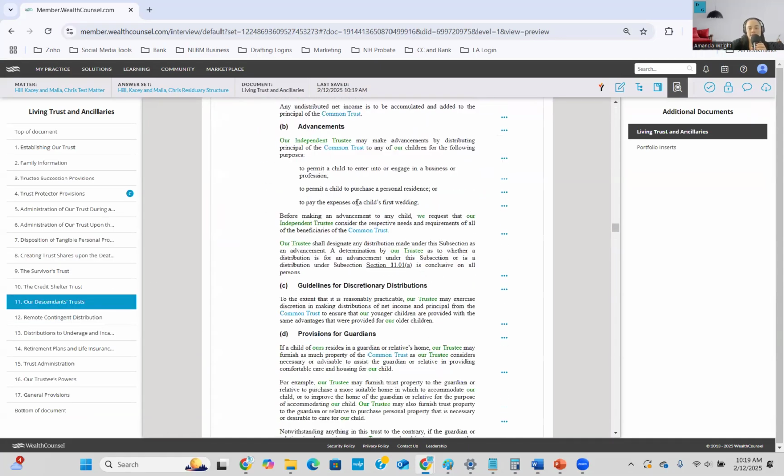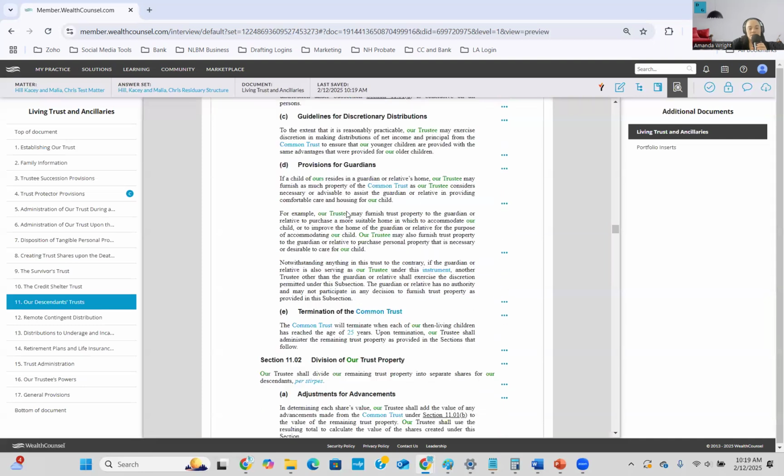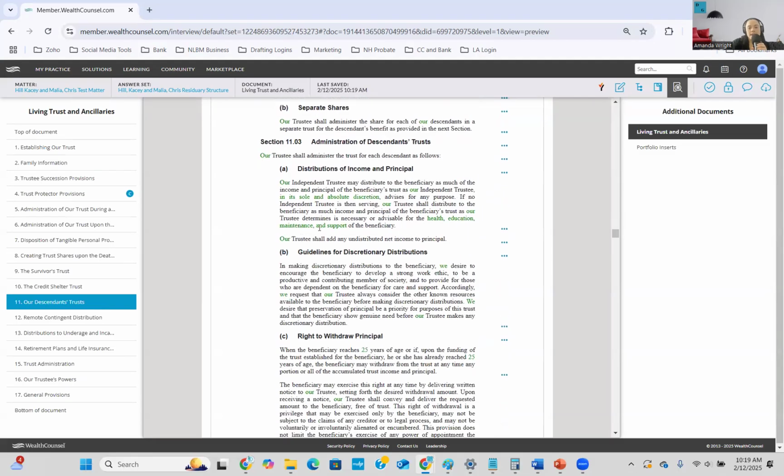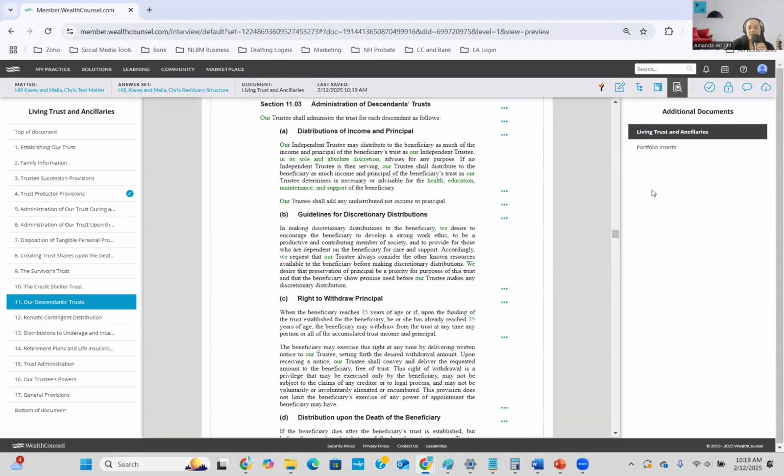Distribution guidelines, advancements. Oh, sorry. Let's just go down because we want to do LAPT. Okay. Guidelines for distributions. Here it is. This is the conservative. In making distributions, we desire and encourage the beneficiary to develop a strong work ethic, to be a productive and contributing member of society, to provide for those who are dependent on them, and the trustee always consider other resources available to Cypher, Celia, and Wyatt before making distributions.